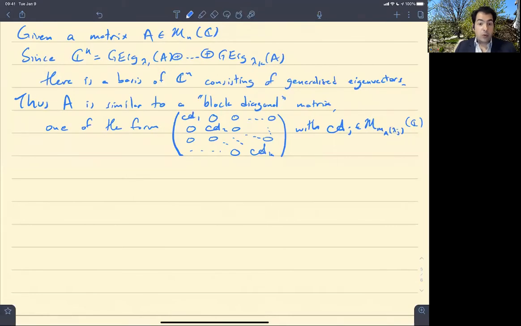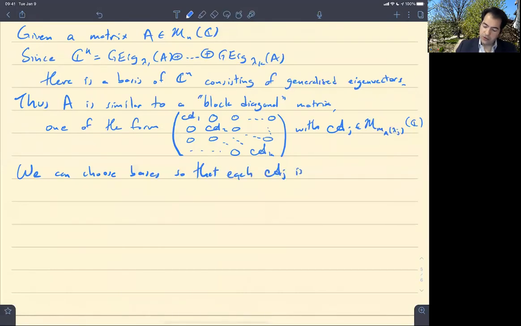Okay, now each one of those is just the matrix corresponding to A restricted to the generalized eigenspace. So, using theorems we've already developed, every matrix with complex entries is similar to an upper triangular matrix. So we can certainly arrange for each of these AJs to be upper triangular, right? So let me write that. We can choose bases so that each AJ is upper triangular.